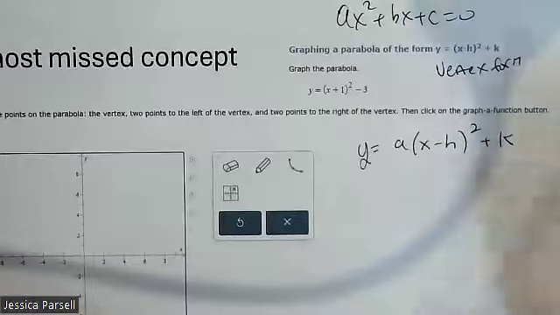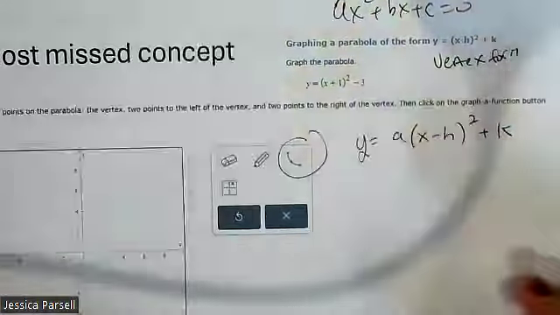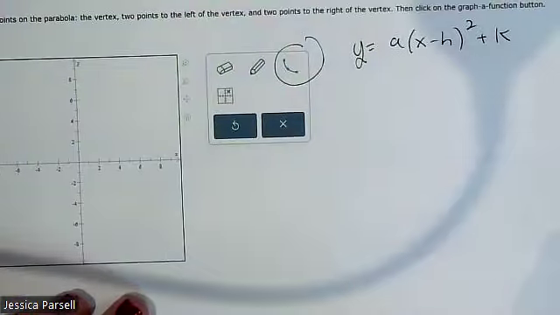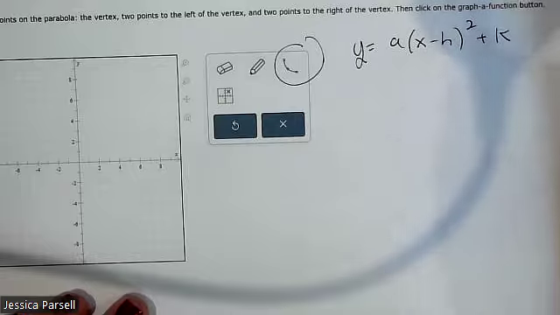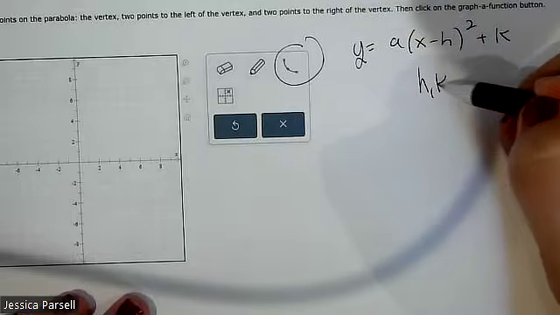Then click on the graph a function button, which is this. Okay, so sorry, I want to fix my papers. So I'm probably going to find the vertex first. So the vertex is (h, k).